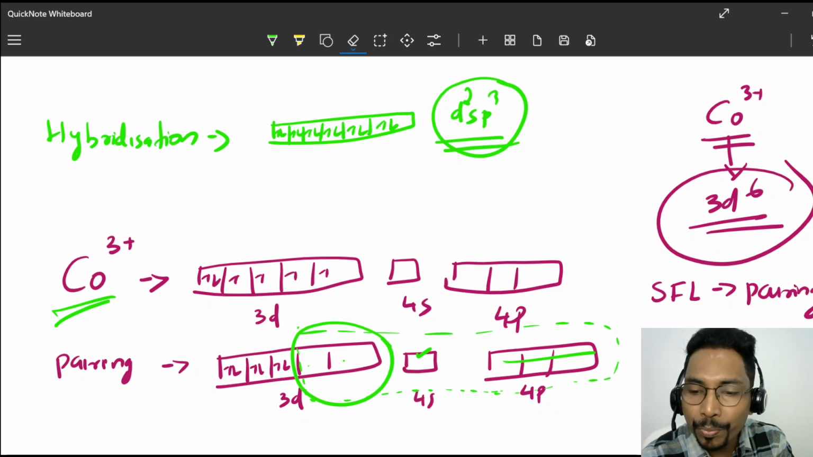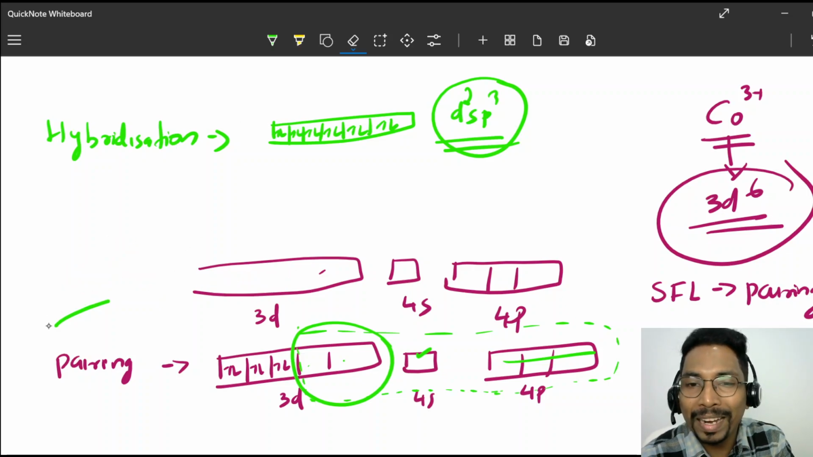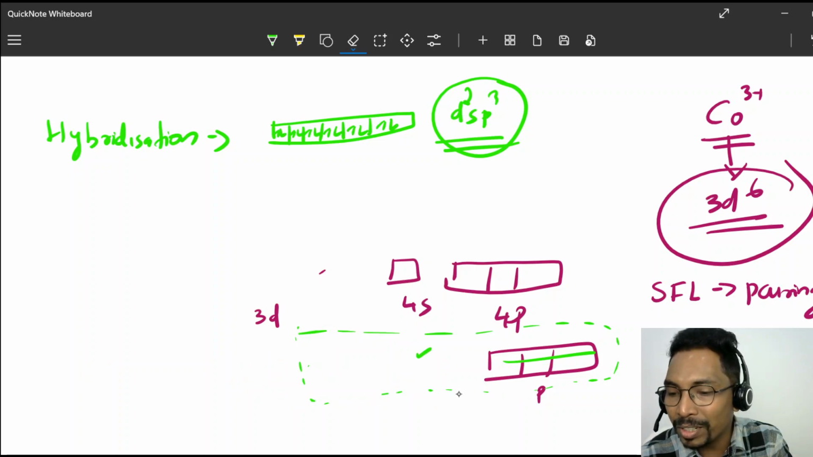Now I am going to tell you what are the other parameters we need to check according to this one.